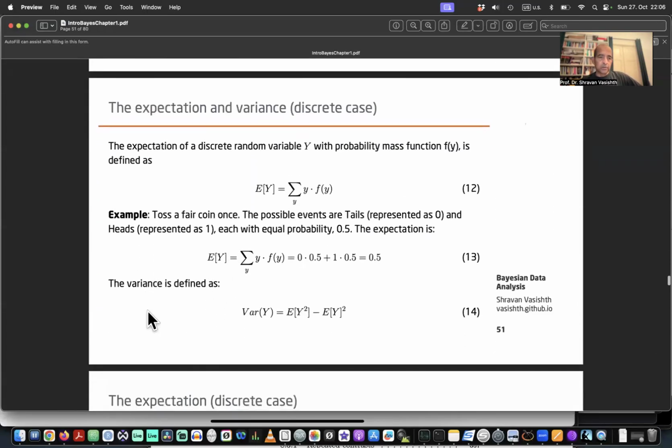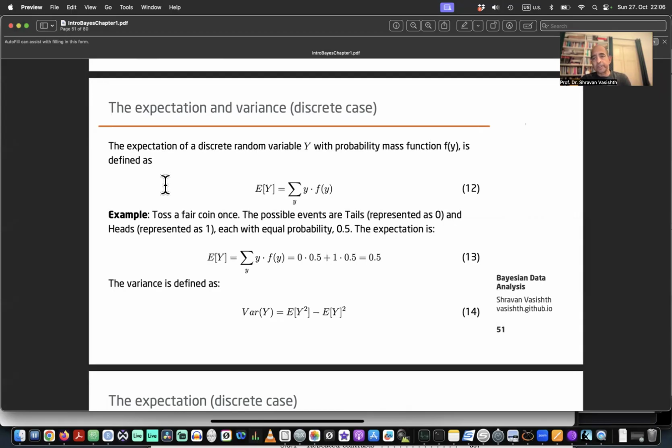So moving on to maximum likelihood estimation, one important idea that you will encounter in statistics is the idea of an expectation. So the expectation of a random variable, let's take the discrete case at the outset. The expectation of a random variable with some probability mass function f of y will be defined as shown in equation 12. It's going to be every possible outcome multiplied with the probability of that outcome, right?